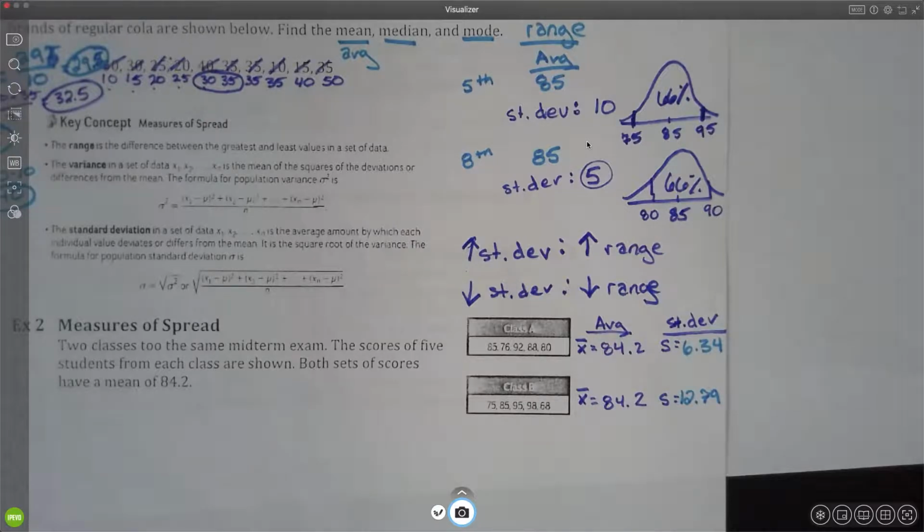So this one had the higher standard deviation. The higher standard deviation goes with the bigger spread of numbers. Is this guy more spread out than this guy? This guy's going from 68 to 98, and this one guy's going from 76 to 92. Which one's more spread out? The bottom one, so it should have the bigger standard deviation. Does that make sense? More spread means bigger standard deviation. 12.79, yeah? Good? Okay, so now you know how to type those in and get your standard deviation.